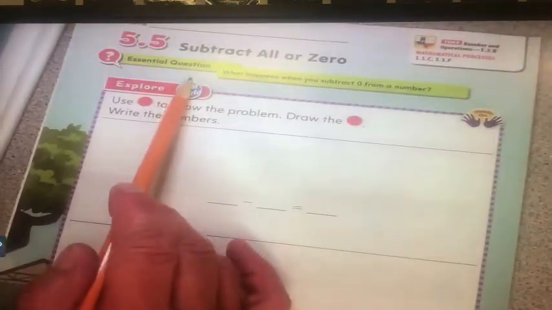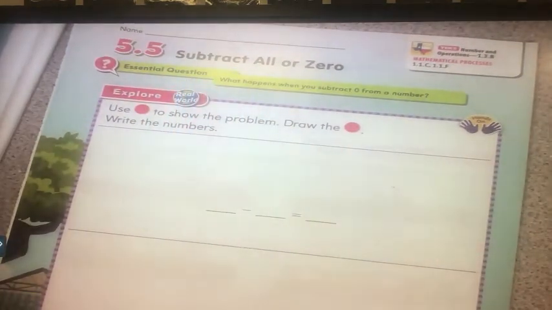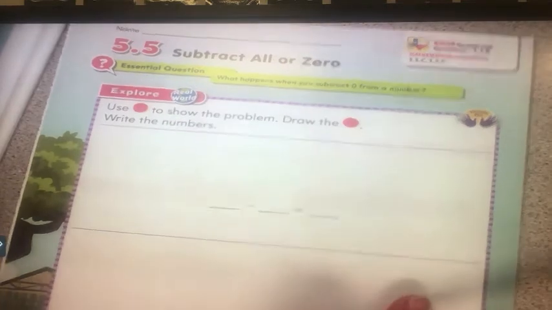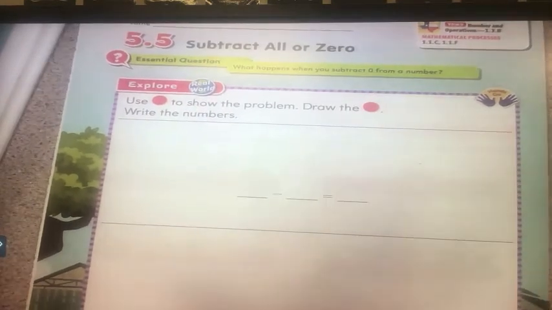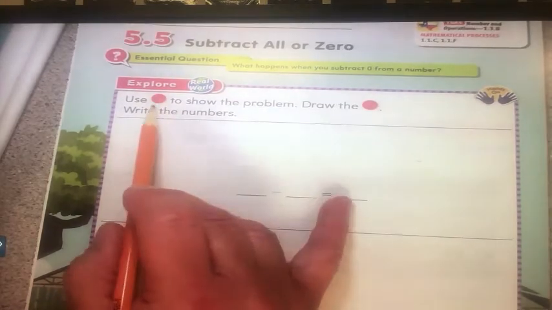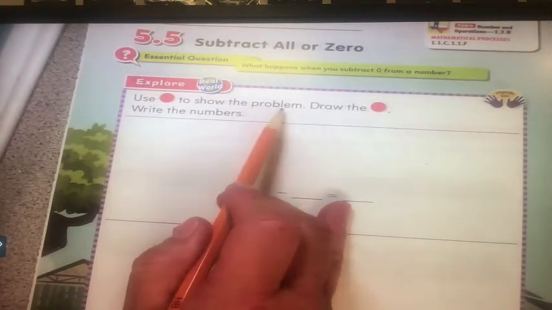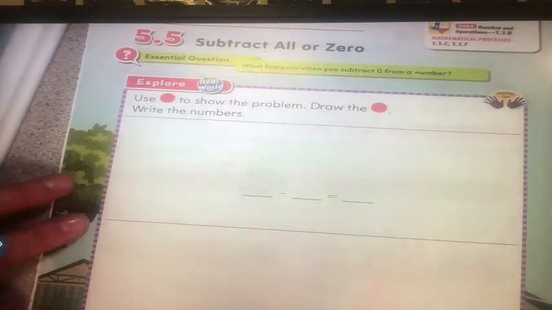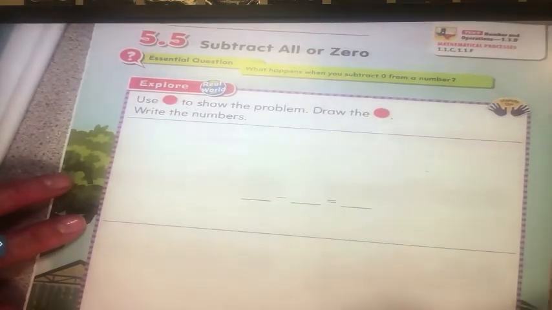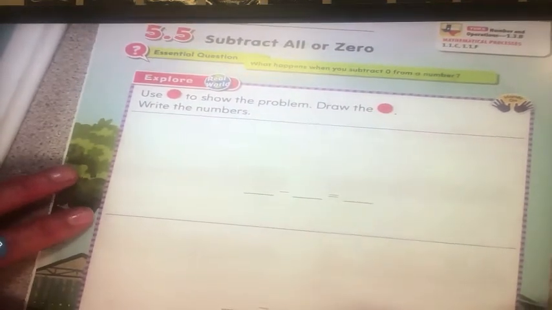Lesson 5.5, page 183. So the question is, what happens when you subtract 0 from a number? Let's look at the problem here. You don't have counters, so we're not going to use counters to show the problem, but we are going to draw circles and write the numbers, okay?